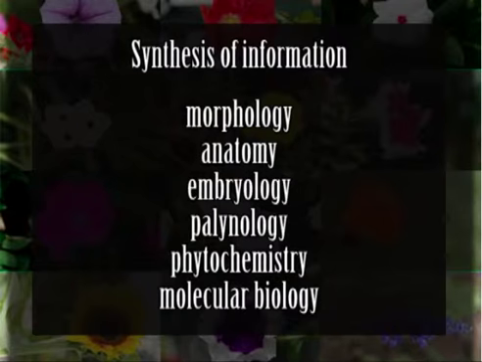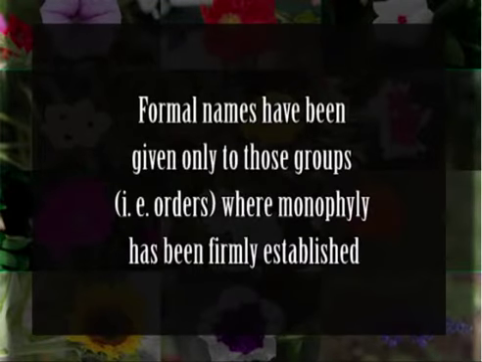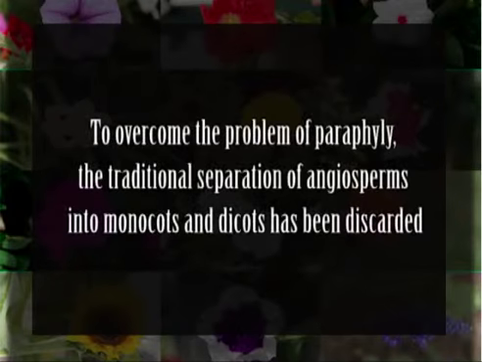That means it takes a synthetic approach. The third merit is that the formal names have been given only to those groups, that is the orders and families, where monophyly has been firmly established. One more merit is that, in order to overcome the problem of paraphyly, paraphyly is not recognized in the APG classification. The traditional separation of angiosperms into monocots and dicots has been discarded in this classification. That's why I listed the various informal clades like MAGNOLIIDS, COMMELINIDS, monocots, EUDICOTS, not the traditional monocots and dicots.